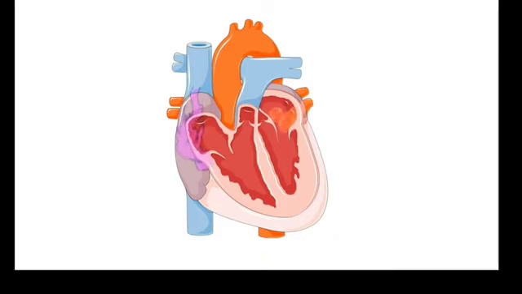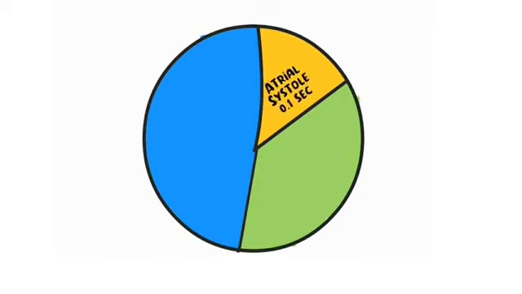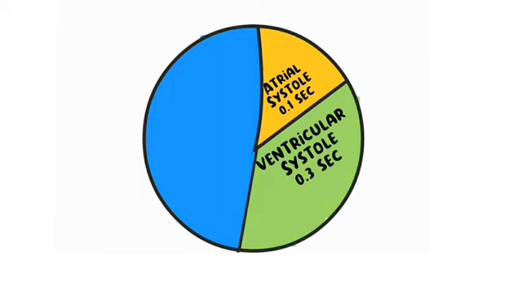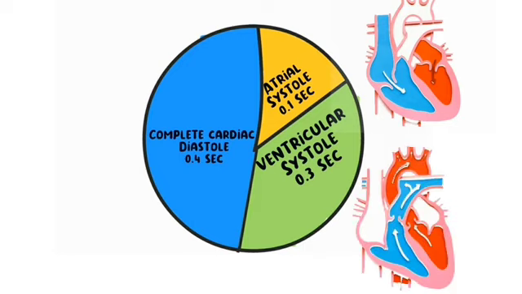Let's take a look at a pie chart to understand the cardiac cycle. One cardiac cycle equals one heartbeat. Our heart beats 72 times per minute, which means these three phases occur in each heartbeat. In atrial systole, the blood is pushed from the atrium to the ventricles. In ventricle systole, the blood from the ventricles goes to the lungs and system. In complete cardiac diastole, the heart is at a resting state and atrium refilling occurs. This cycle goes on throughout our life until death.